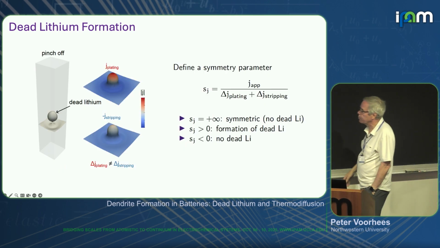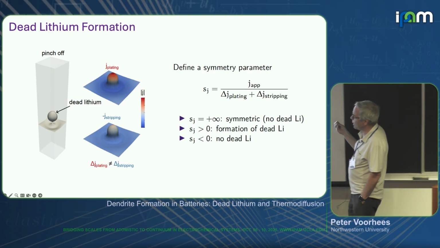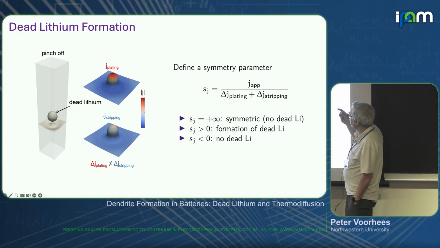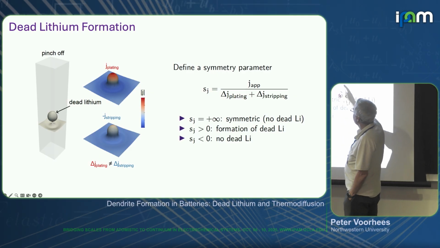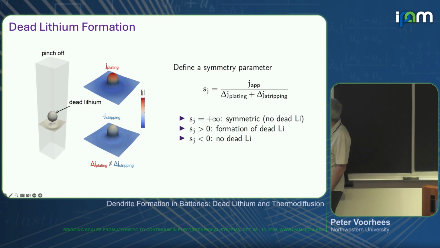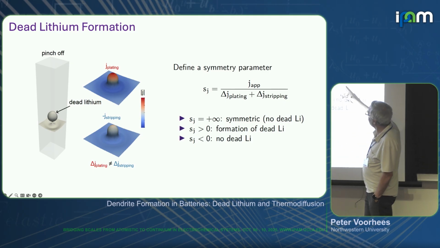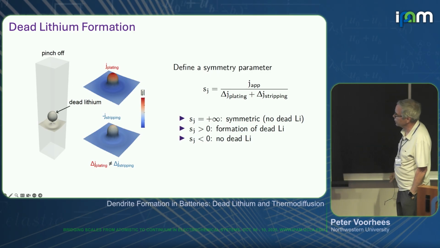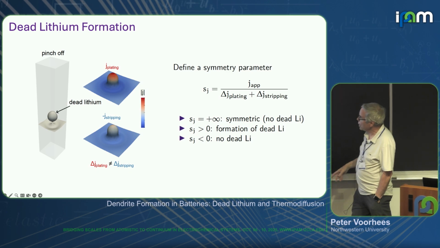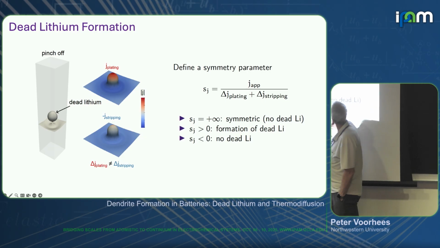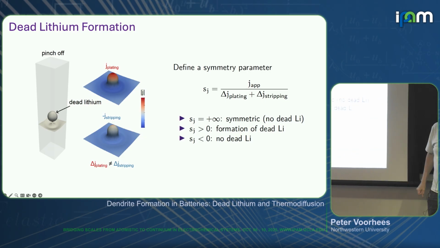And so you can look at a parameter that we defined to kind of get some idea of what's going on with the dead lithium formation. Why does it form? And it's the applied current divided by a parameter that we dreamed up. That Jen dreamed up. That's a difference between the plating and the stripping current. So if it's exactly symmetric, S is infinity, and if this is non-symmetric, it's order 1 or something that's not infinity. So you'd expect to see no dead lithium when S is very large, and dead lithium present when S is very small.